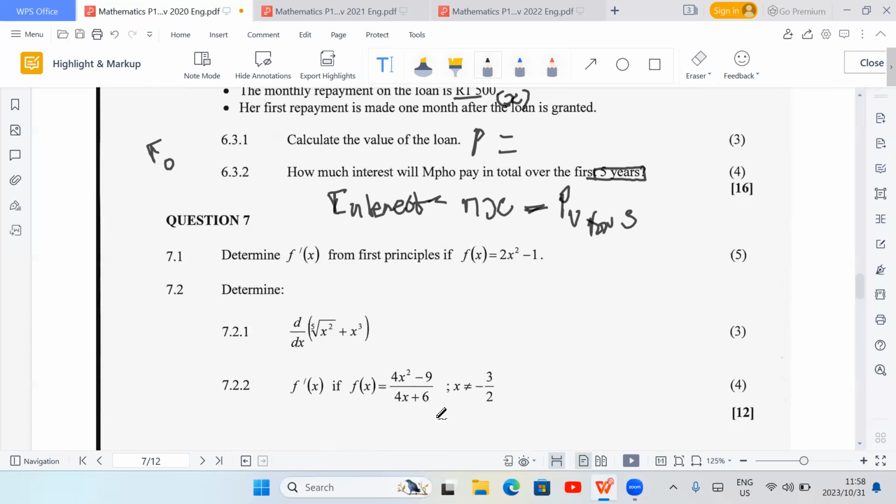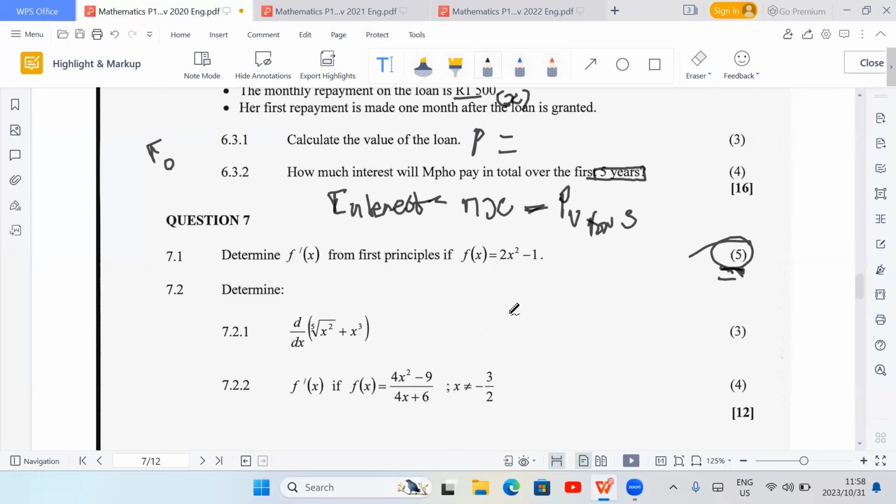Okay, so then we have this question 7 here. Determine f prime x from first principles if f of x is equal to 2x squared minus 1. Now, guys, this one is a mark for everyone. Even that child at the back of the class that doesn't care about attending can get this one. So there's 5 marks already in the bag, right?